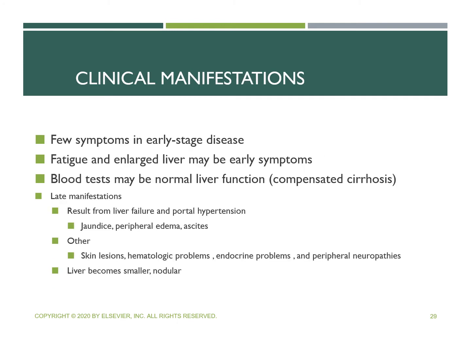There are few symptoms in early stage cirrhosis. However, fatigue and an enlarged liver may be early symptoms. Blood tests could also be normal, which means that the patient would then have compensated cirrhosis. Late manifestations result from liver failure and portal hypertension. The patient could be jaundiced, have peripheral edema, ascites, and a lot of skin lesions. Hematologic, endocrine, and peripheral problems can occur, and the liver does become smaller and nodular.